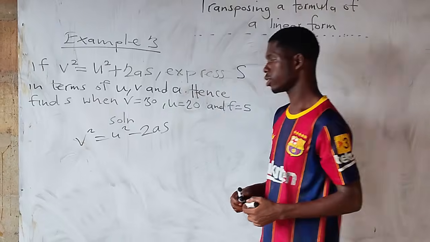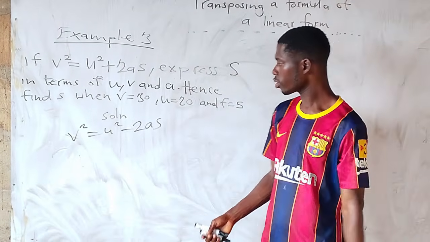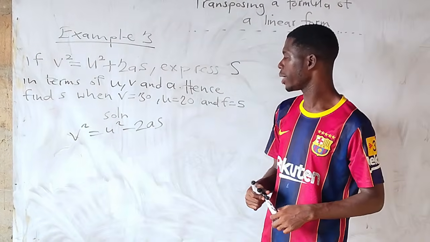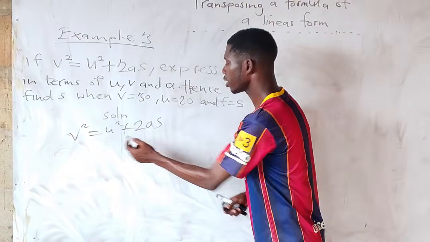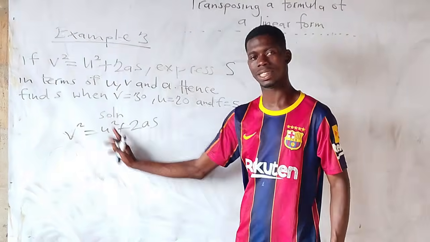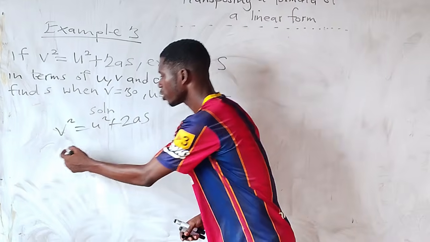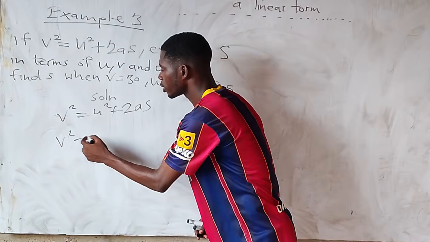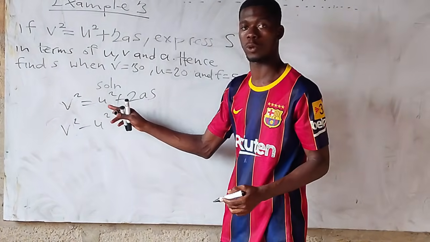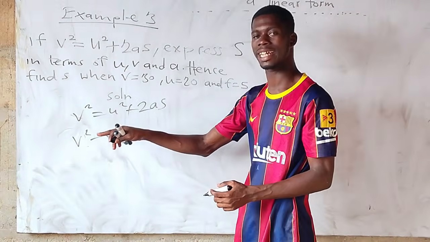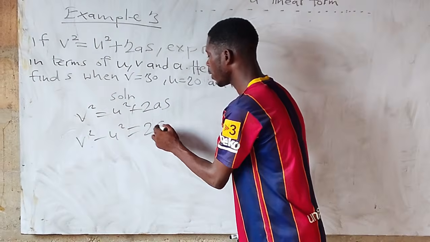Yes. So what are you going to do? For this question, to make s the subject. So first one, you send this one here, right? So v squared minus what? U squared, because it is positive u squared. So we send it here, it becomes negative u squared equal to 2as.